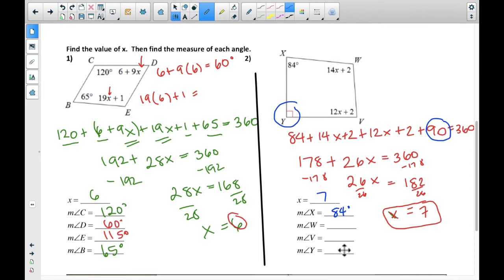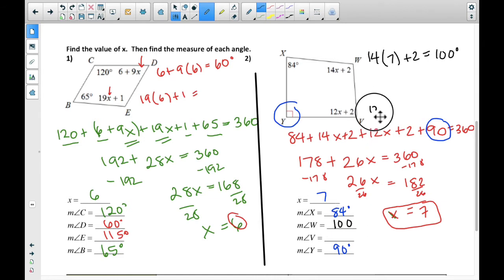Angle y is 90 degrees, because that's what that little square means. And then to find the other ones, I have to plug in the 7 to figure it out. So I'm going to take 14 times 7 plus 2, and I'm going to work that out. And so I put that into my calculator, and I get 100 degrees. So angle W is 100 degrees.